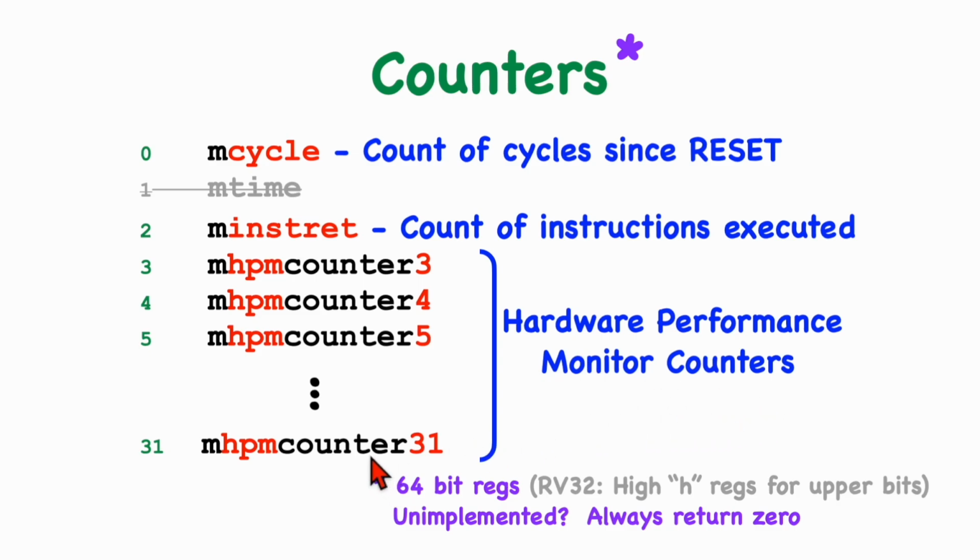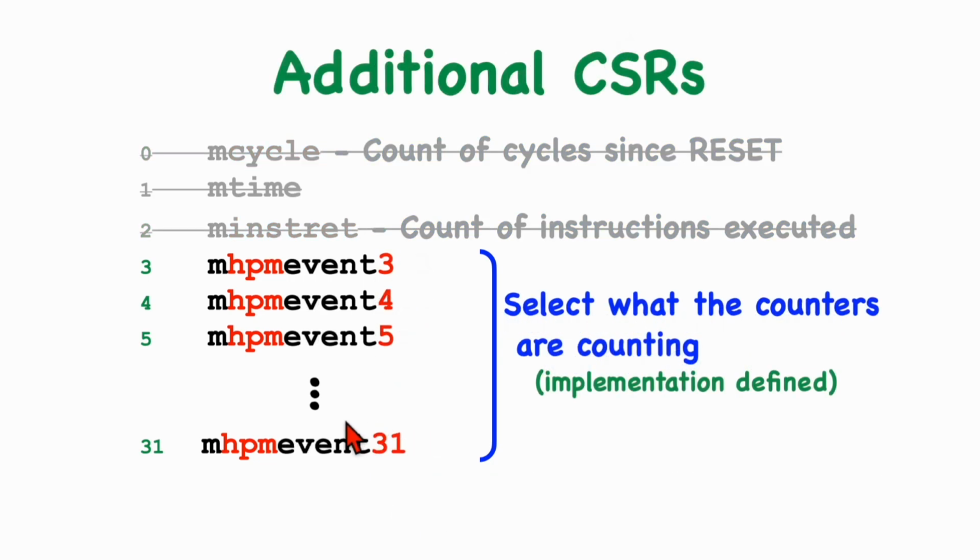However, they also provide a second register for each of the counters. These registers have the names hardware performance monitor event 3 and event 4 and event 5 and so on. Exactly what these registers are used for and how they work is left unspecified. But the idea is that the software can store something into these registers to control exactly what the corresponding register will be counting.